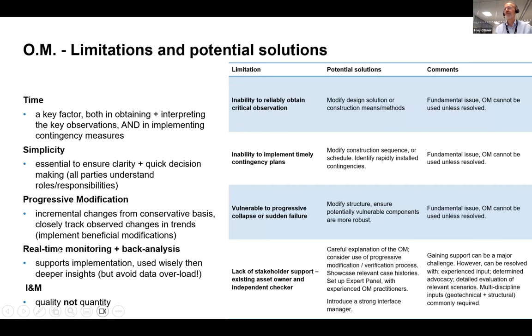And in terms of what Ying's talking about, real-time monitoring really supports implementation, because we get deeper insights into behavior. One aspect which I certainly found beneficial is a type of OM called progressive modification, which is closely tracking trends and then introducing incremental changes from a conservative starting point. Often when you do it like that, you implement beneficial changes which people can then see, and people get relaxed about using the OM. That builds support. Instrumentation monitoring obviously is key to this, and the critical aspect here is quality, not quantity.